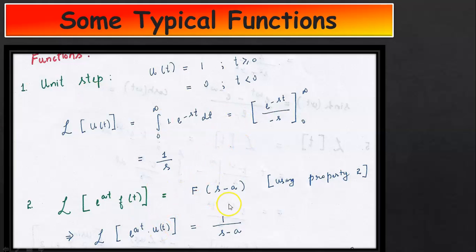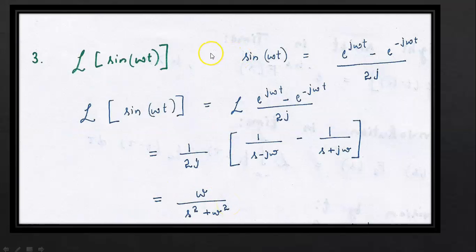Then Laplace transform of sine of omega t. Now sine of omega t is equal to e raised to power j omega t minus e raised to power minus j omega t by 2j. So the Laplace transform will be individual Laplace transforms of these. So that will be equal to 1 by s minus j omega minus 1 by s plus j omega. On solving, we will get omega by s square plus omega square.